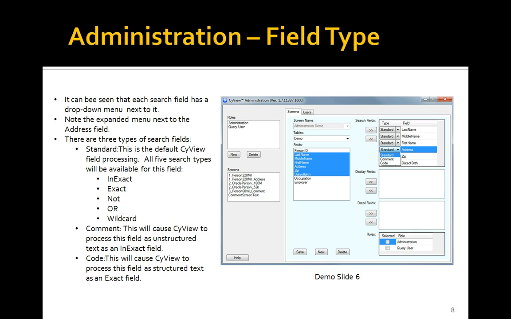Each field may be treated in one of three ways. The default is standard, and that enables the full CyView processing. Should you choose to treat a field as unstructured text, select the comment type. That will be processed within exact processing only. Should you choose to treat a field as a code field, such as a zip code or a state code, select the code type. That will be processed as exact processing.